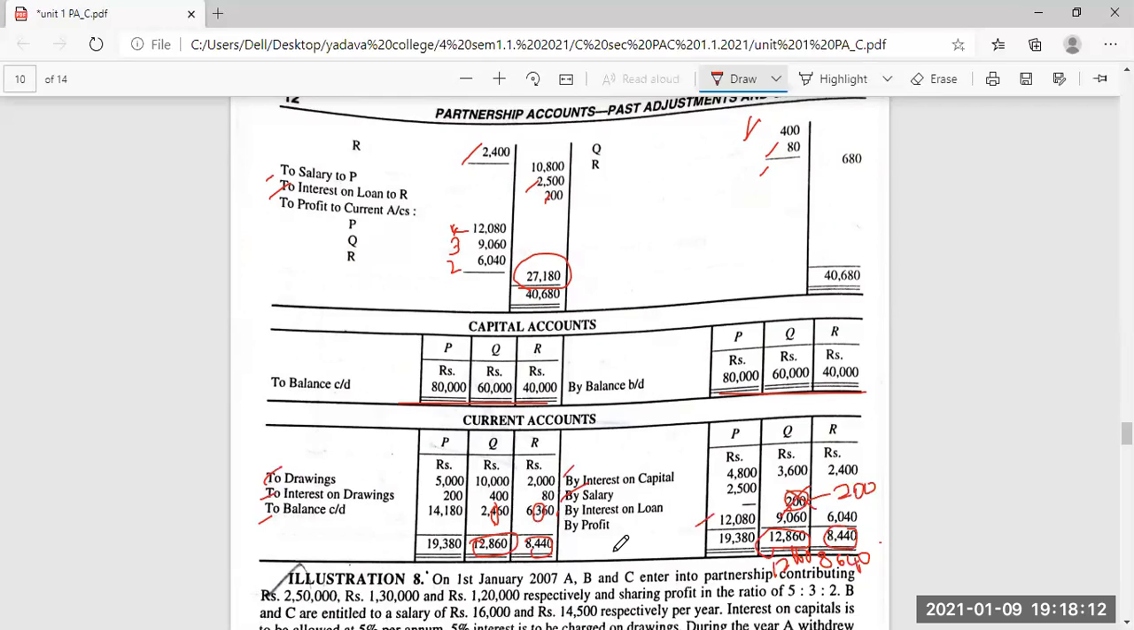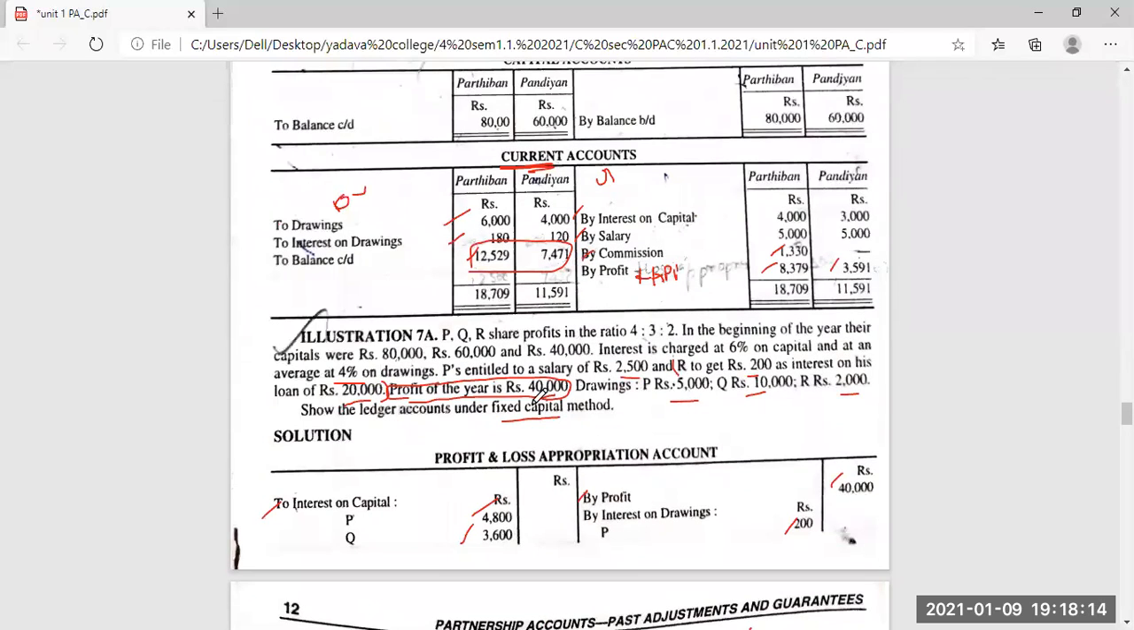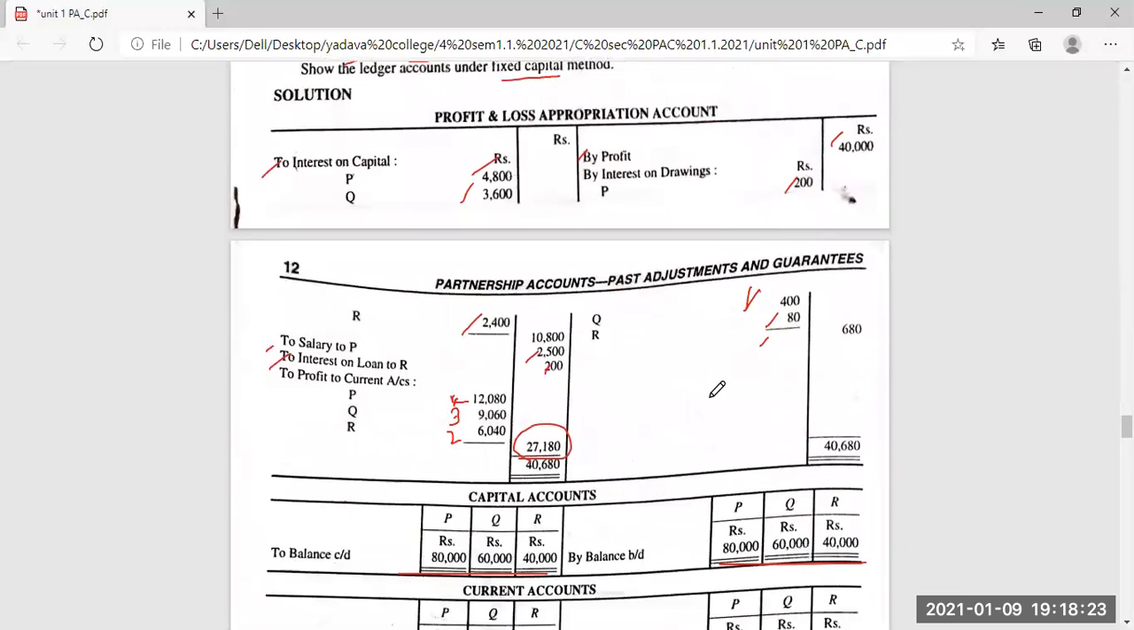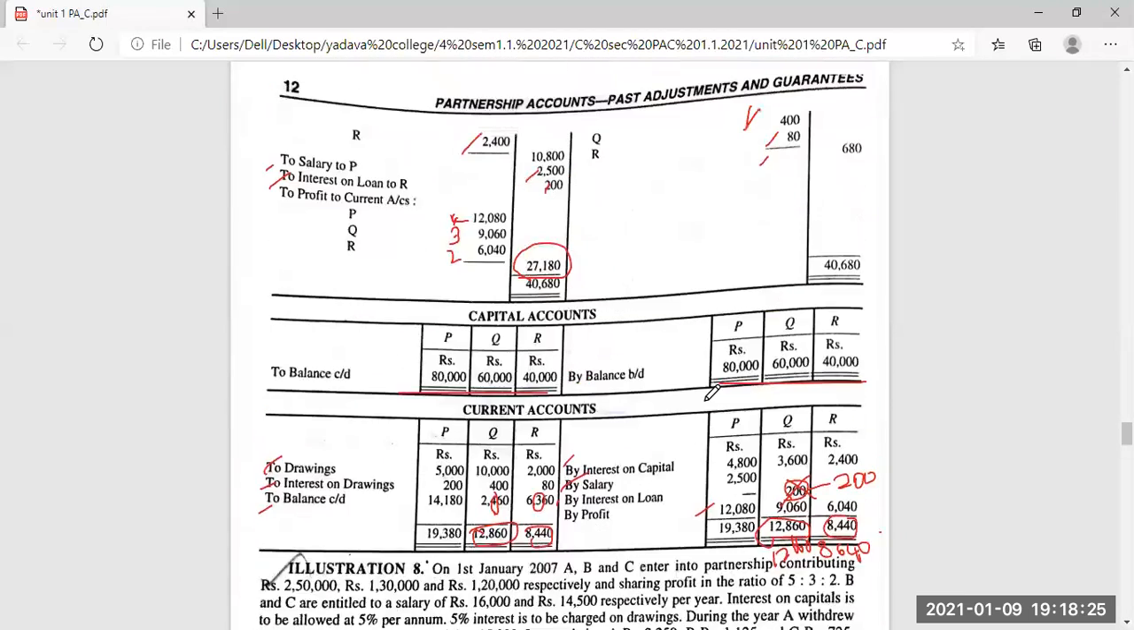Okay. So in this problem, they have given a loan of 20,000, but no need to take the 20,000. Only the interest should be taken over here. So that is a simple difference in this problem. Okay, so with this, I'll finish this.